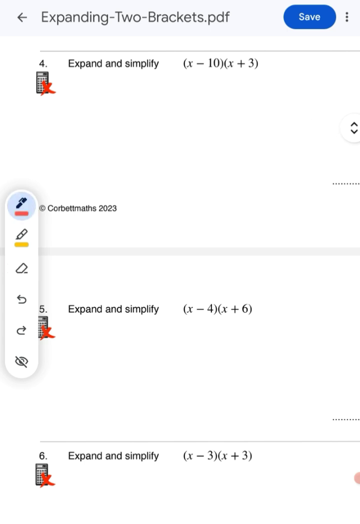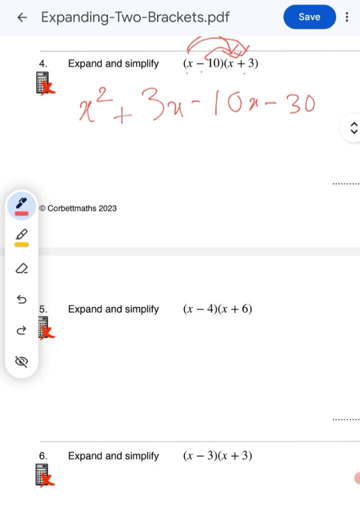Okay, the next question is x multiplied by x and x multiplied by 3. So x multiplied by x is x square, x multiplied by 3 is 3x. Now minus 10 multiplied by x is a minus 10x, and minus plus makes a minus. 10 multiplied by 3 is 30.